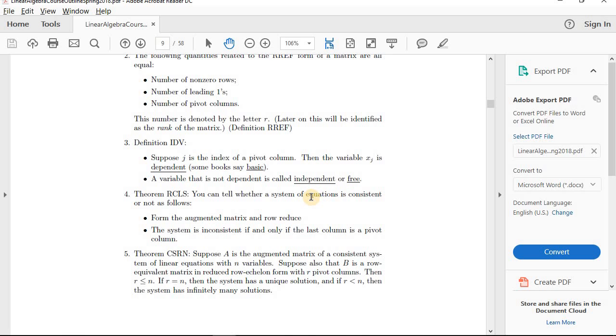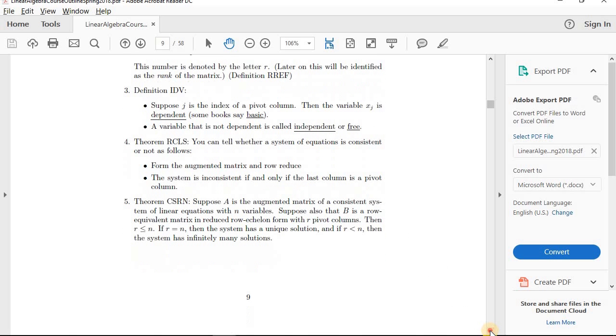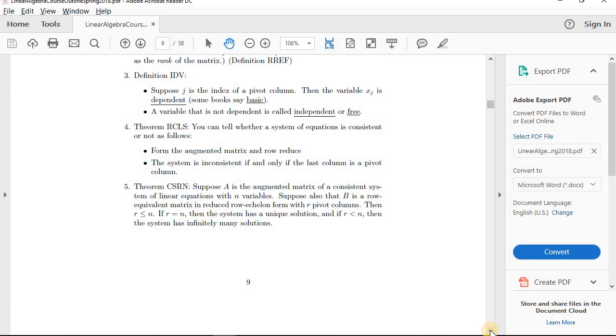How do you tell if a system is inconsistent? You look at the last column. If it's a pivot column, then it's inconsistent. Now, if the system is consistent, how do you tell if it has infinitely many solutions or not? Well, if all columns except for the last are pivot columns, then there's a unique solution.